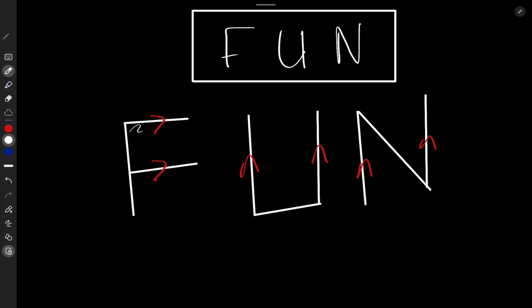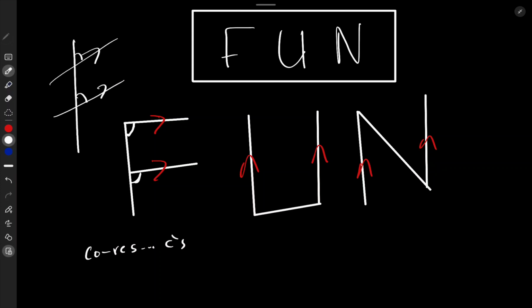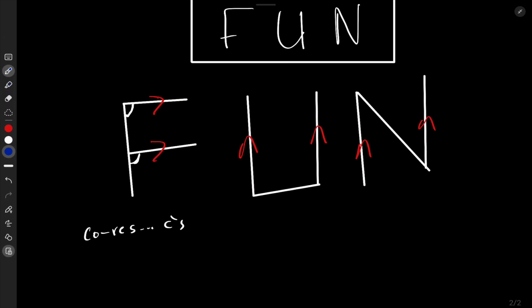If these lines are parallel, that means the angle here should be equal to the angle here, and we call that one corresponding angles. Corresponding angles are equal, given that if a line cuts through parallel lines, it will form corresponding angles that are equal. Also here. That was F for fun. F for fun, corresponding angles. You got that right? I trust you.